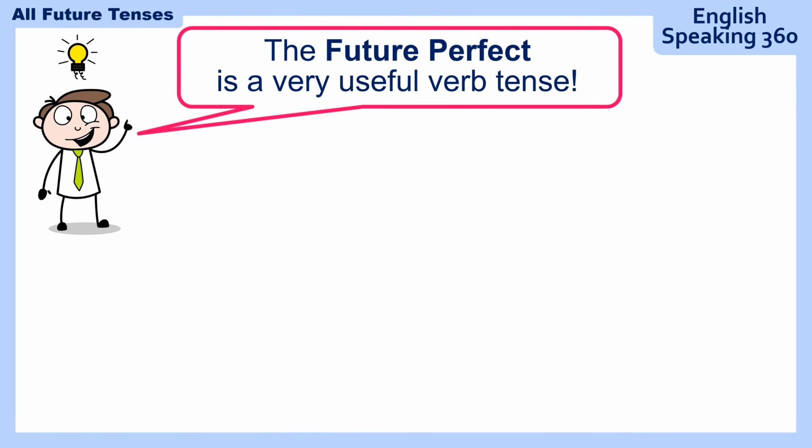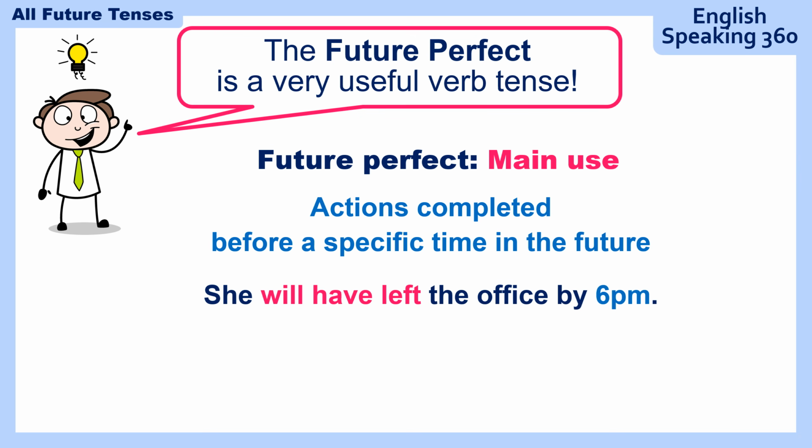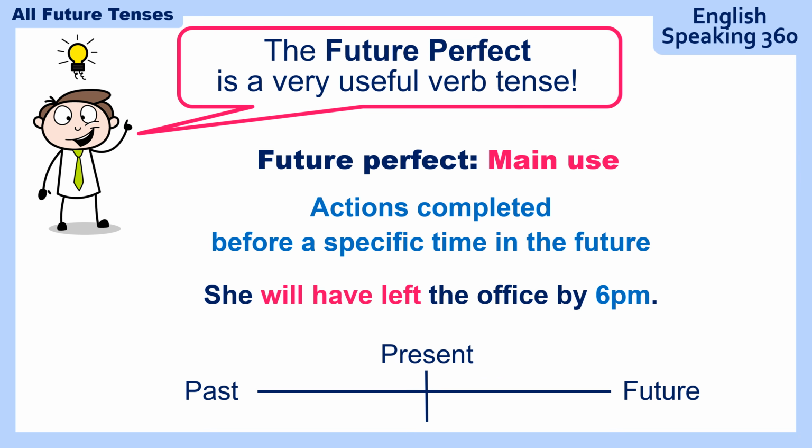The future perfect is a very useful verb tense. Here it is. So we use it for completed actions before a specific time in the future. So the actions have to be completed. Here's an example. She will have left the office by 6 p.m. This is pretty easy to understand. You see 6 p.m. is in blue right here, and it's the blue X here. So she will have left. This action has been completed. She's gone. And then it's 6 p.m.